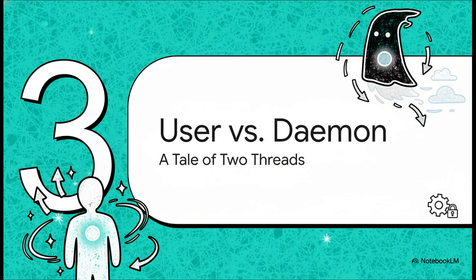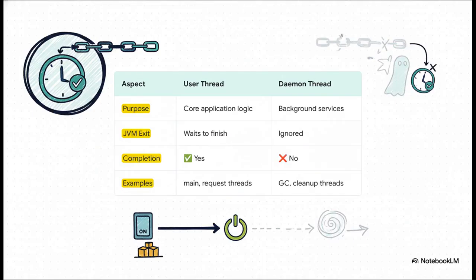thread. The difference between these two is the secret to this whole mystery. This table just lays it all out, crystal clear. User threads, like your main method, they're the stars of the show. They are the core logic. And the JVM, it'll wait patiently for every last one of them to finish before it goes home. But daemon threads, nah. They're just for background services, and the JVM completely ignores them when it's deciding whether to shut down. And that means their completion is never, ever guaranteed.